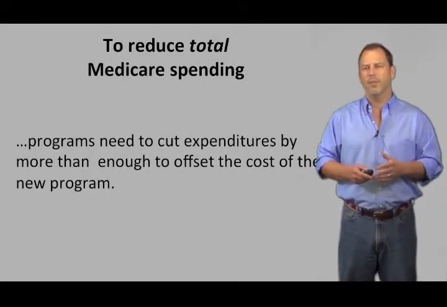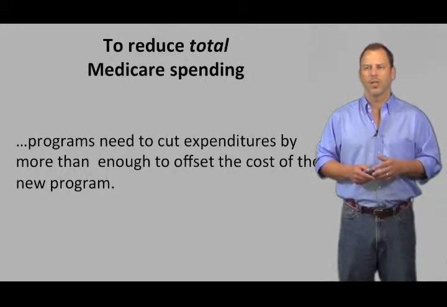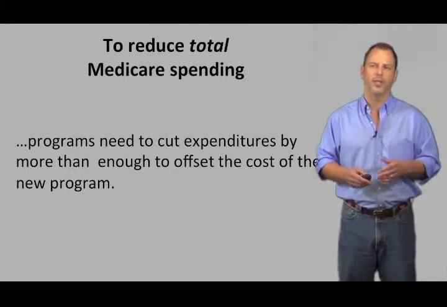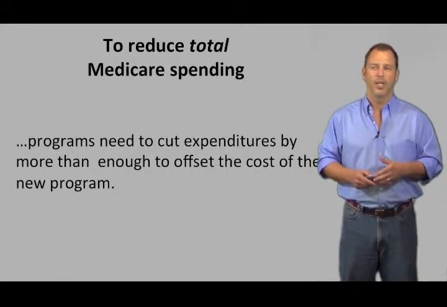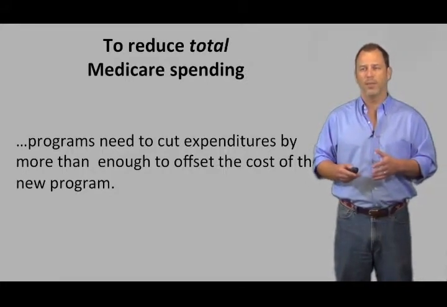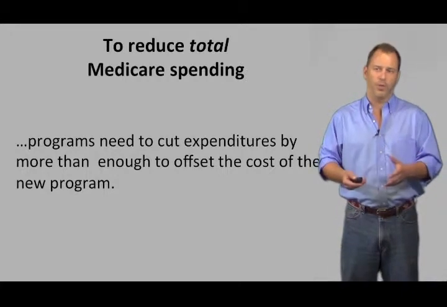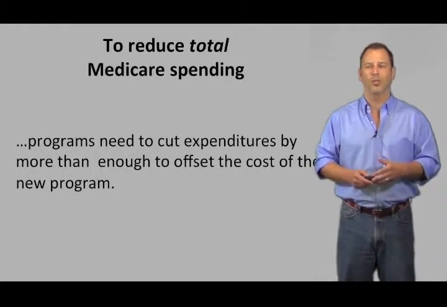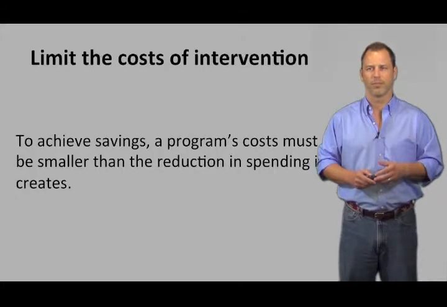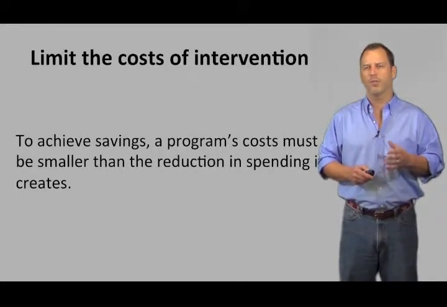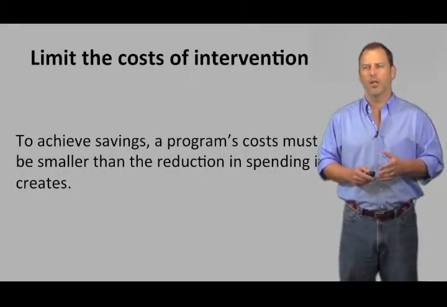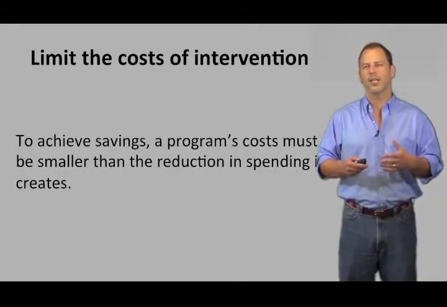The programs they implemented had costs. Those costs were billed to Medicare appropriately. So while Medicare spending on readmissions was lowered, the added cost of the program meant there were fewer readmissions, but little to no total savings. To achieve savings in total spending, a new program's costs must be smaller than the reduction in spending it creates.